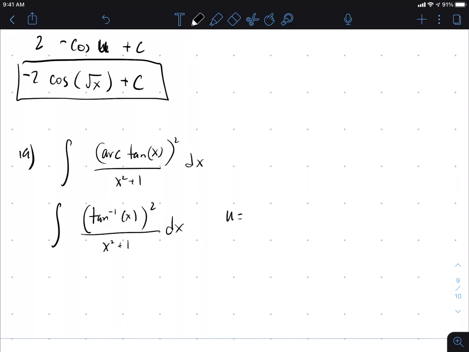So if I say u is tan inverse, or arctan, what is the derivative of arctan? 1 over x squared plus 1. Oh dang, look what it did for us. Nice. It makes this thing that looks so ugly become u squared du.